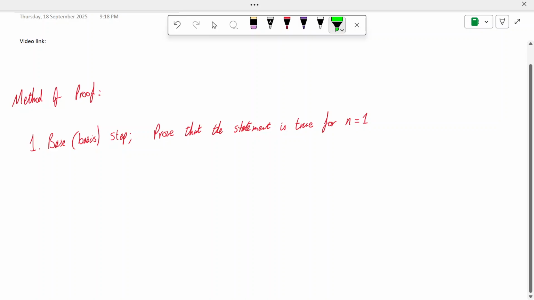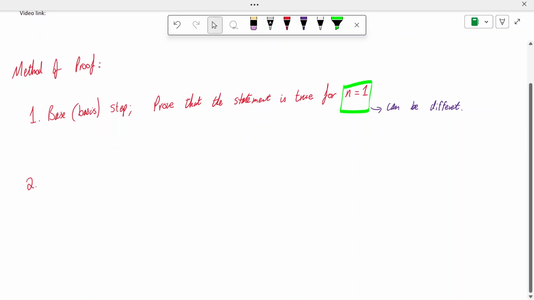Sometimes it could be more than this. I'll show you what to look for if it is. The question will always tell you what your starting value is going to be. The second step in mathematical induction is called the inductive step. The inductive step has two parts.